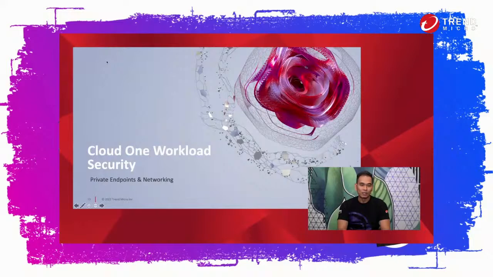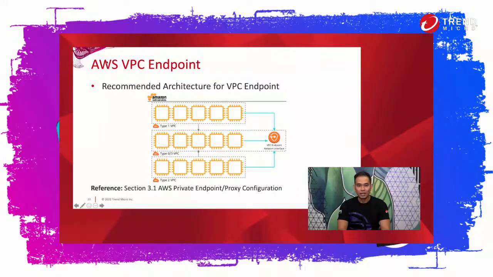So today I'm going to cover the private endpoint and networking requirements for the Cloud One workload onboarding. This is the recommended architecture for VPC endpoints running on AWS. One VPC endpoint per AWS account is required for this setup. Firstly, you need to create the VPC endpoints in one VPC. Other VPCs will then be peered to this VPC hosting the VPC endpoint. This is to allow communication between the Cloud One servers and the VPCs.